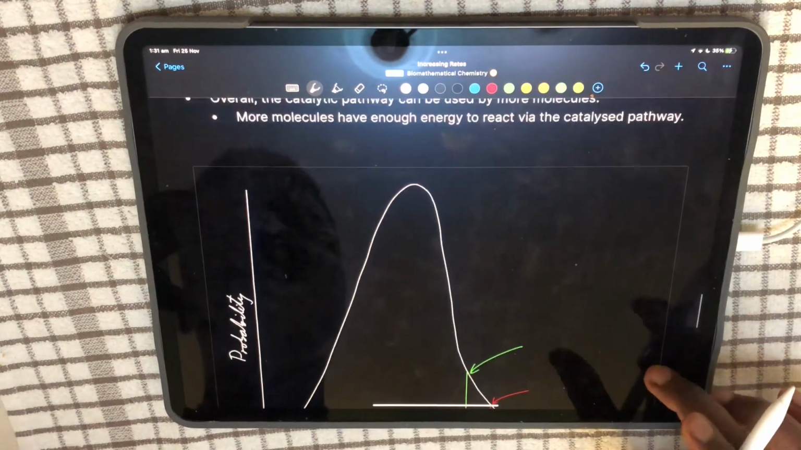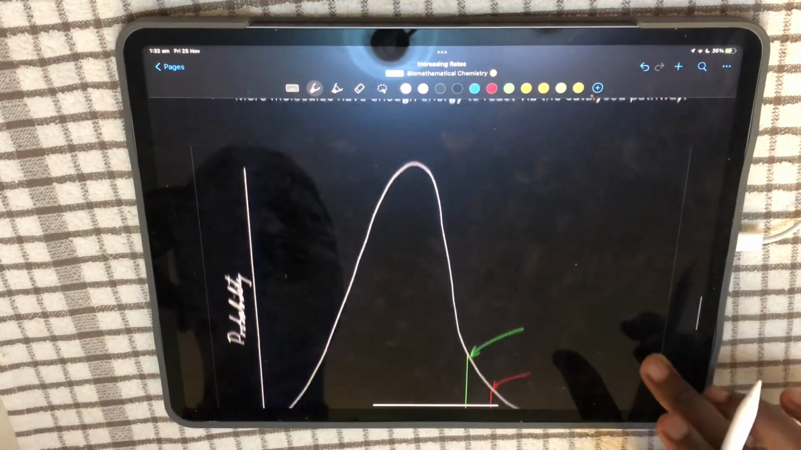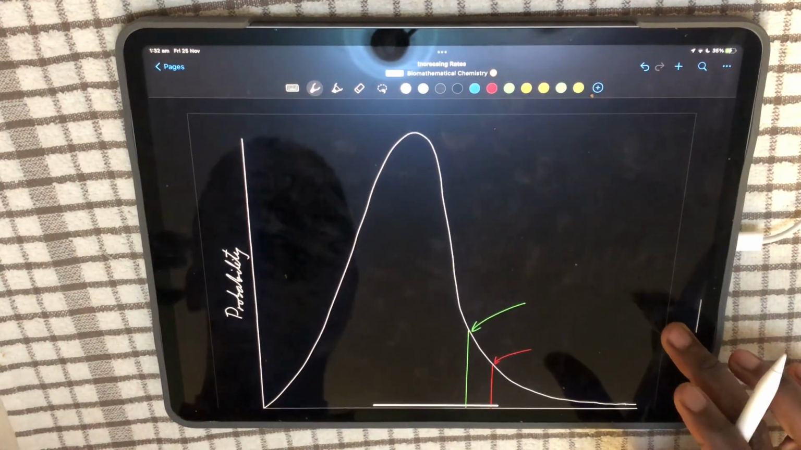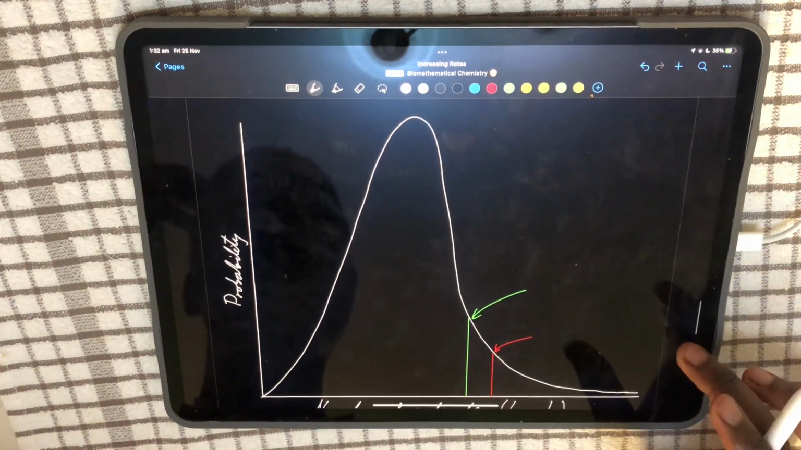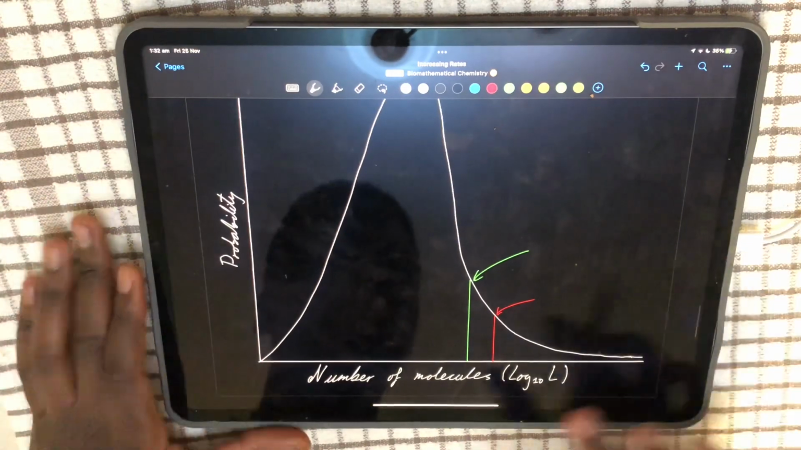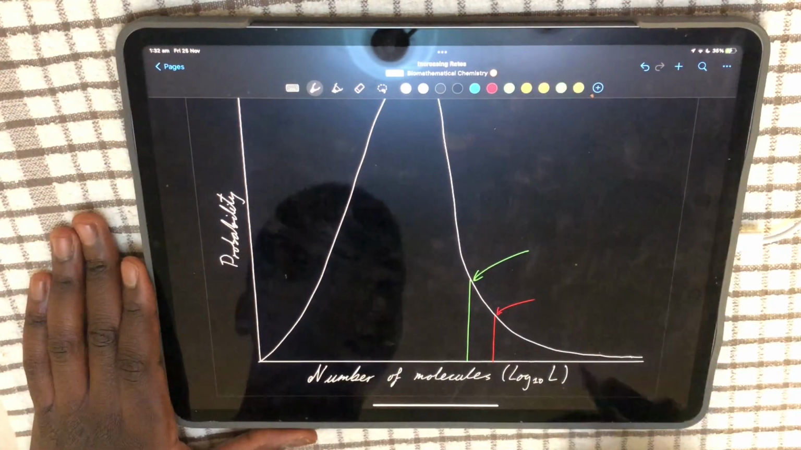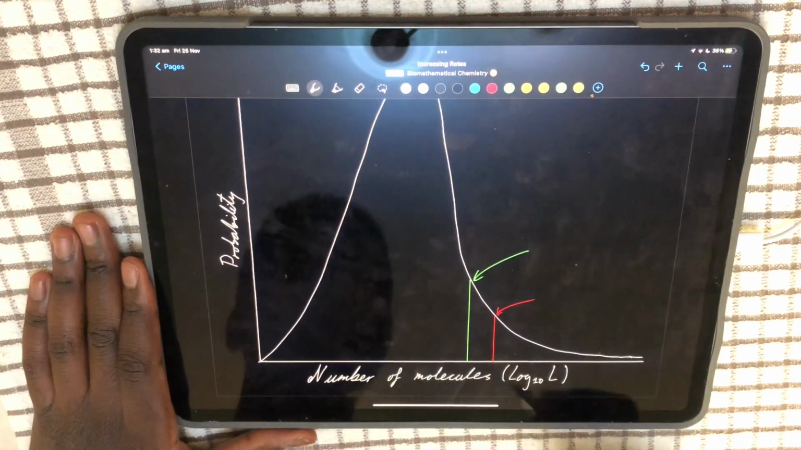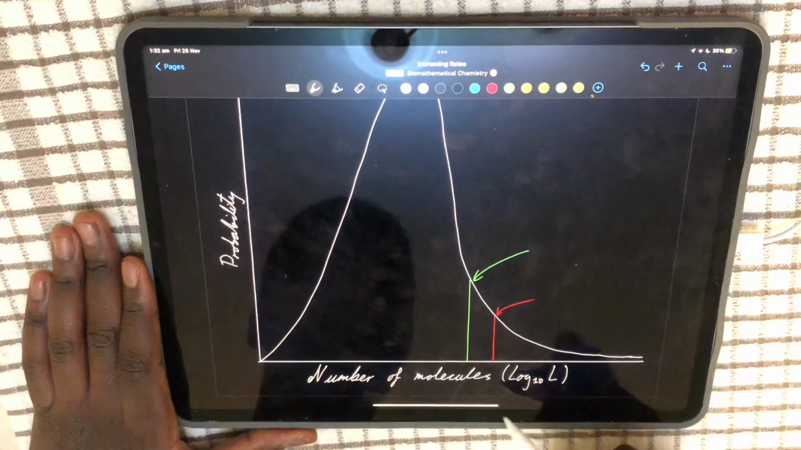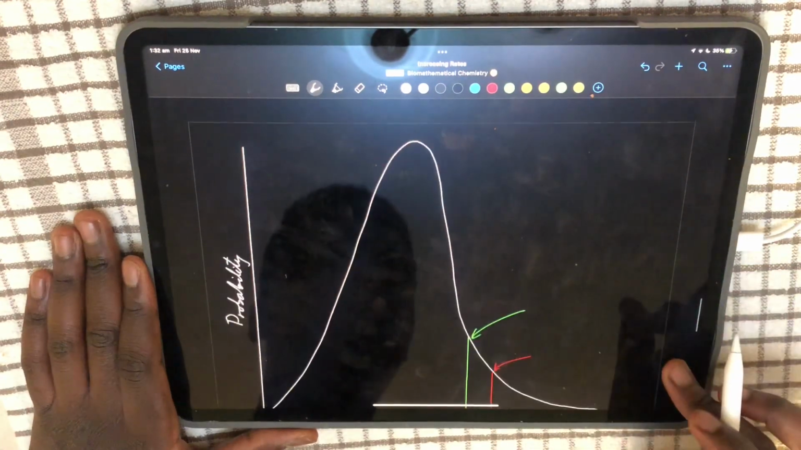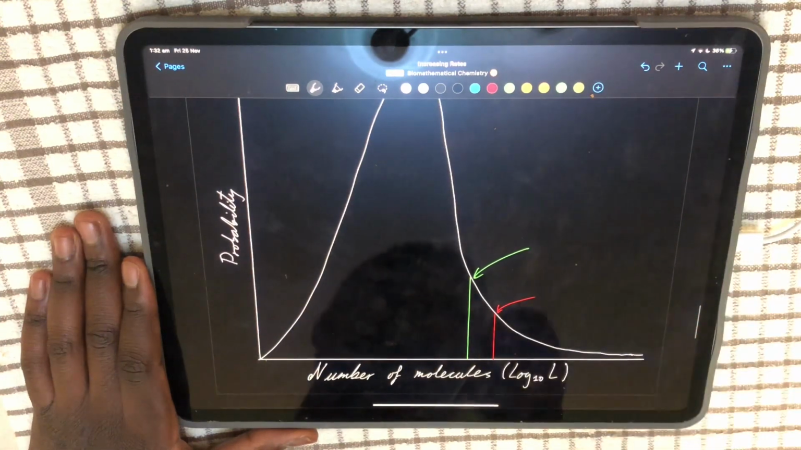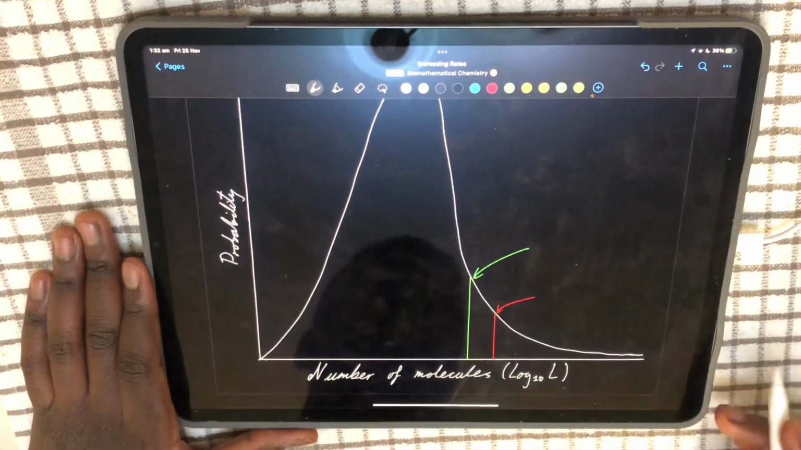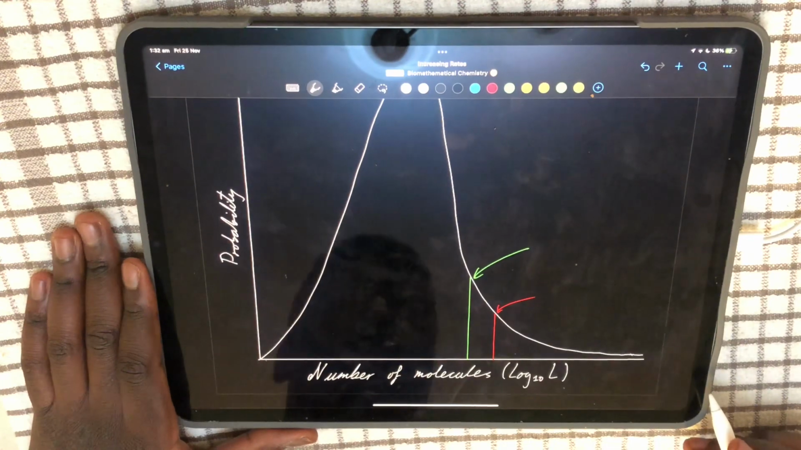This is now the final part. I'm just going to talk about the Maxwell-Boltzmann distribution graph, but it's not exactly as you'd be shown. It's got probability on this side and log base 10 of the number of molecules. Which one is the catalytic pathway and which one is the uncatalyzed pathway? Pause the video now and try to answer that.